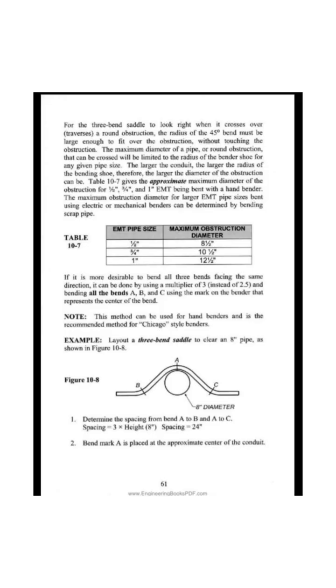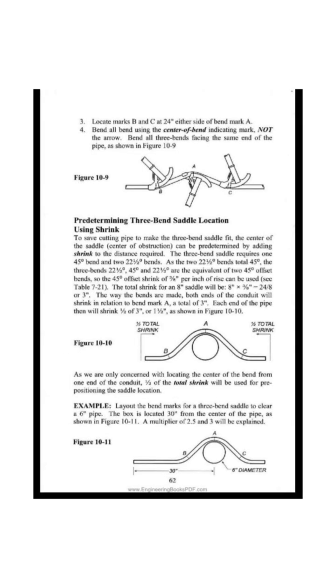Example. Lay out a 3-bend saddle to clear an 8 inch pipe, as shown in figure 10-8. 1. Determine the spacing from bend A to B and A to C. Spacing equals 3 x height, 8 inches. Spacing equals 24. 2. Bend mark A is placed at the approximate center of the conduit. 3. Locate marks B and C at 24 inches either side of bend mark A. 4. Bend all bends using the center of bend indicating mark, not the arrow. Bend all 3 bends facing the same end of the pipe, as shown in figure 10-9.